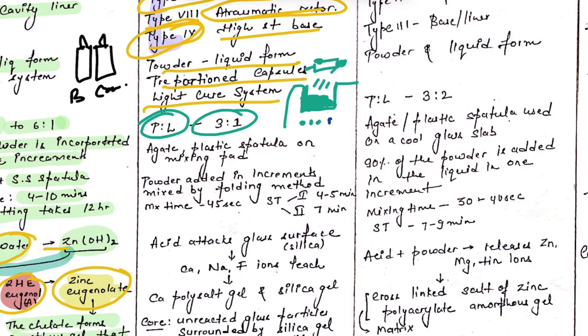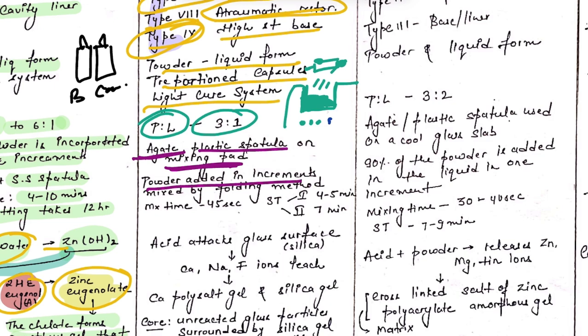Okay. Then how do you mix it? Here you don't mix it on a glass slab, or use a stainless steel spatula. You use an agate spatula, which is a plastic spatula, on a mixing pad. The mixing pad could be anything like a paper, a mixing paper, or a tiny piece of cardboard covered with slight plastic. You don't use a glass slab here because the cement contains acid that reacts with silica. Powder is added in increments.